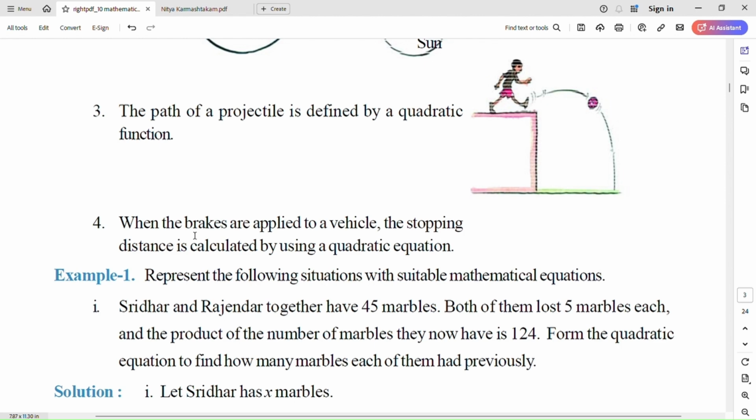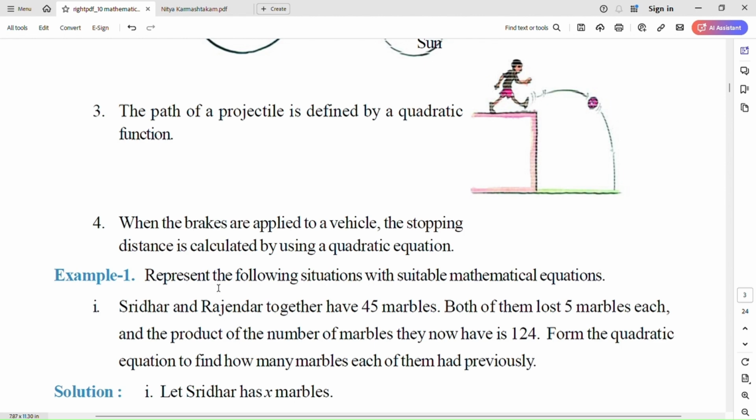When the brakes are applied to a vehicle, the stopping distance is calculated using a quadratic equation, right? So what is the equation? If you remember your physics class, s equals ut plus half at square, correct? In it you have ut plus half at square. So there is a t square, there is a t term, and there is a constant term, which is s. So that's a quadratic equation.